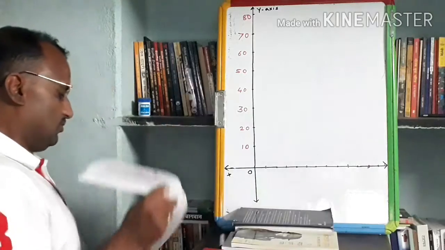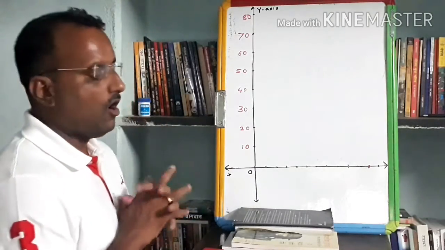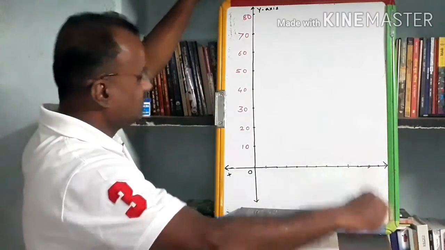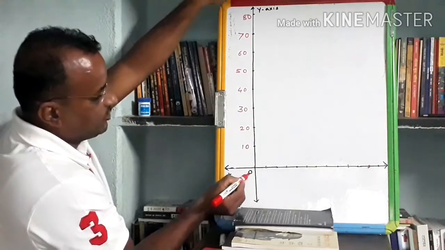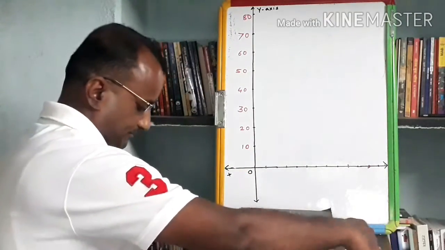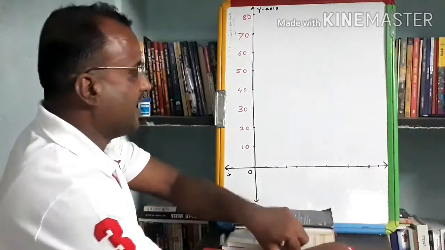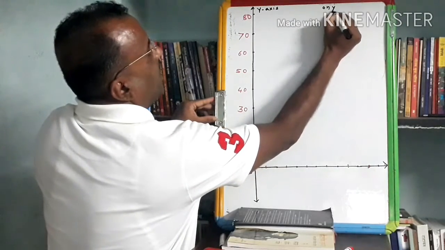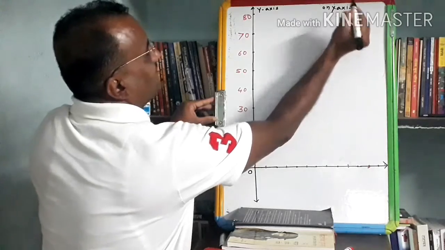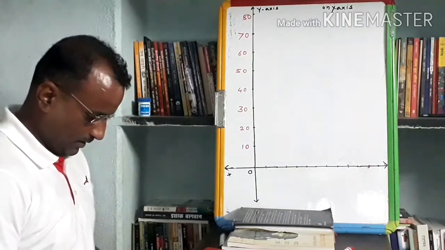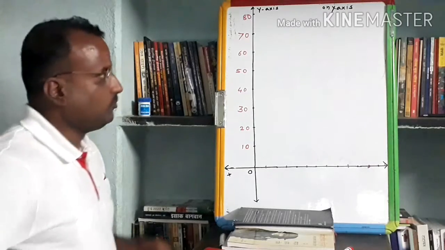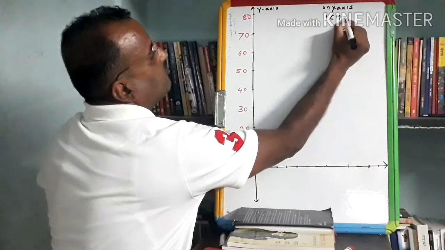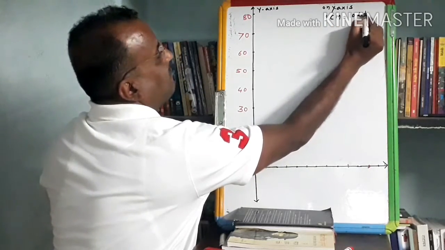So first of all, we have a bar graph or a graph paper like this. Here is the y-axis and here is the x-axis, here is the 0. On the y-axis, the scale is given to you: 1 centimeter is equal to 10 liters of water.